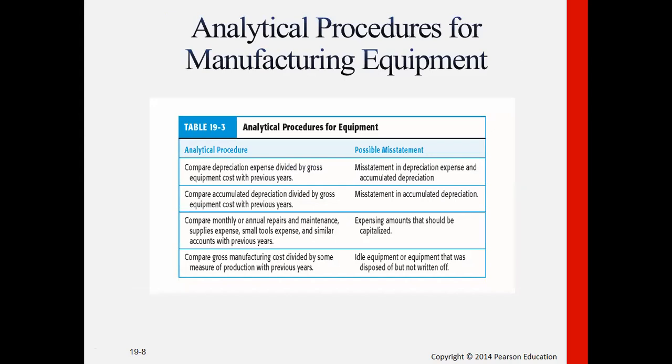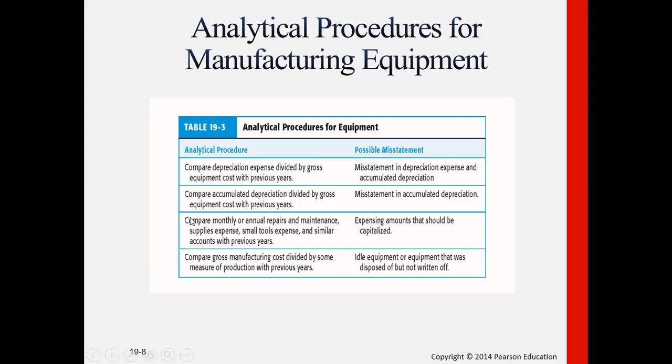For the analytical procedures for manufacturing equipment, we have to take note that these ratios would get us possible misstatements. For example, if we compare depreciation expense divided by gross equipment cost with previous years, we will be able to identify possible misstatement in the depreciation expense and accumulated depreciation. Normally the ratio, for example, if this is the straight line method, would be constant. And how come there are changes? In that case, we would be able to diagnose if there are already retirements of PPE or really there are errors on depreciation expense and the accumulated depreciation.